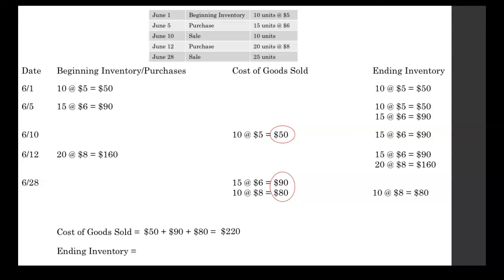Now, ending inventory, we take a look at our last day. So here on June 28th, we go over to the ending inventory column and we look at the total value of our inventory. And that's how we find this $80.